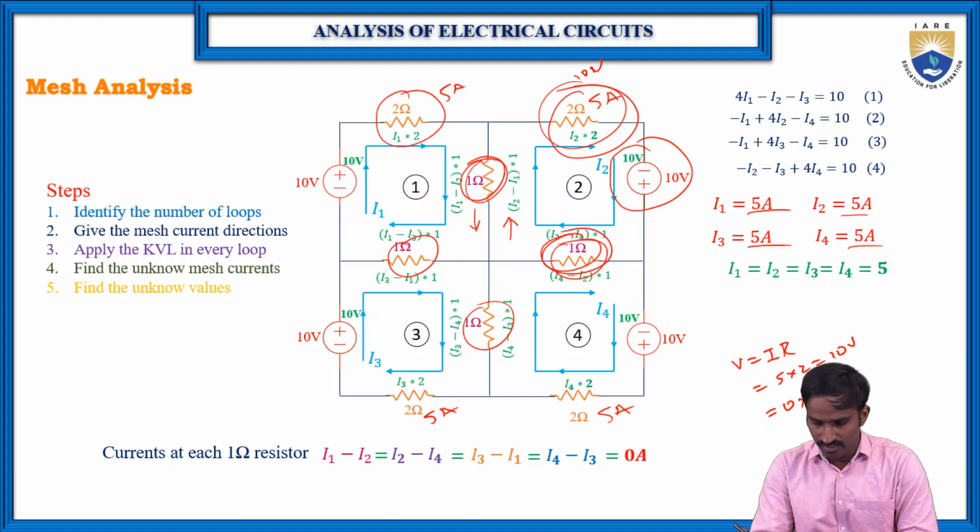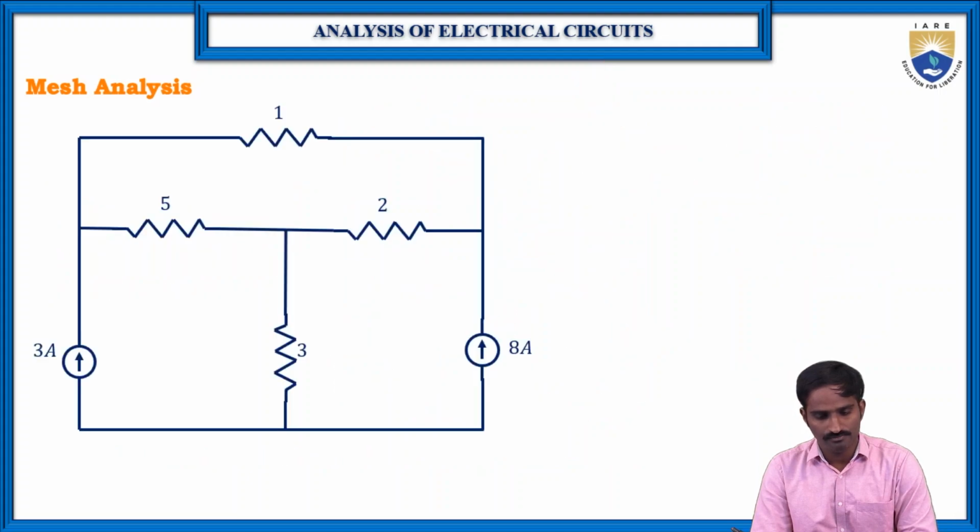Fine. So I hope everybody understood the mesh analysis. Of course, just now we have considered circuits which have only voltage sources. Suppose the circuit has current sources, then how can we apply the mesh analysis? Of course, the same procedure.